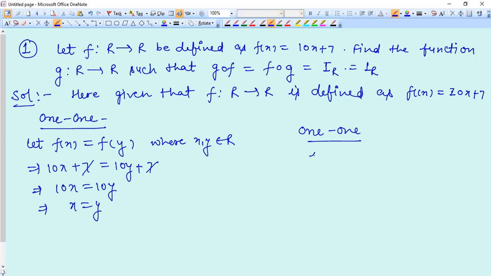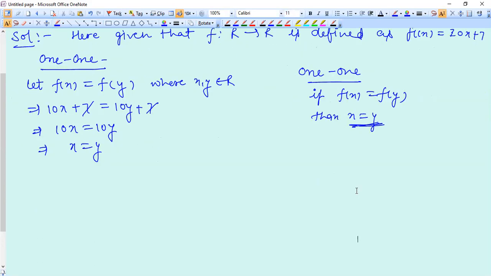One-one condition: if f(x) is equal to f(y), then x is equal to y. It is a sufficient condition for one-one. So the given function is one-one. Now we check onto.